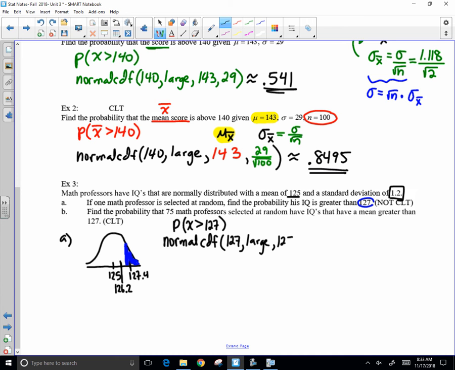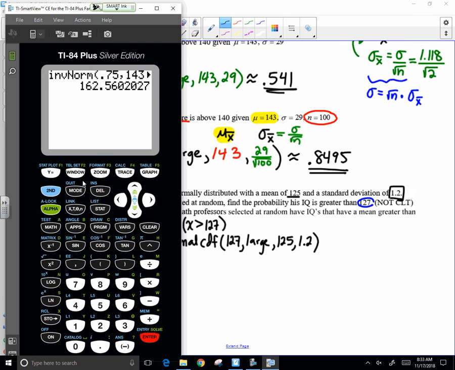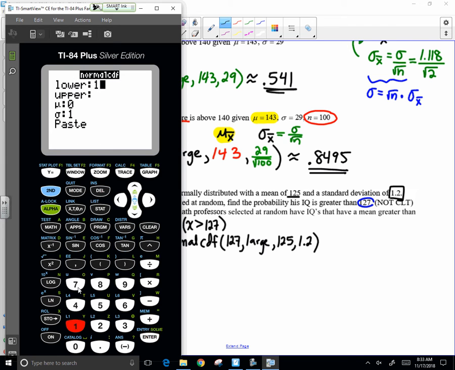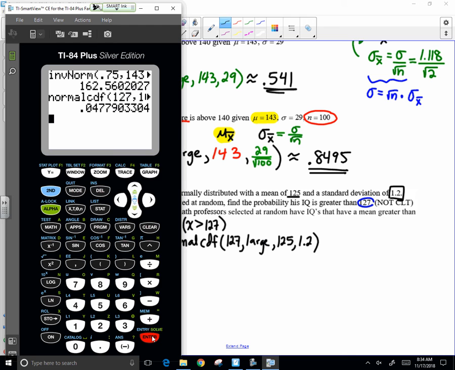125 is the mean. 1.2 is the standard deviation. Wrong thing, that's not the calculator. So second bar's option 2, 127. I'll put in something that I think is large. I'll put in 1,000. The mean is 125, and the standard deviation is 1.2. So I get this. And then I'll just do it again.